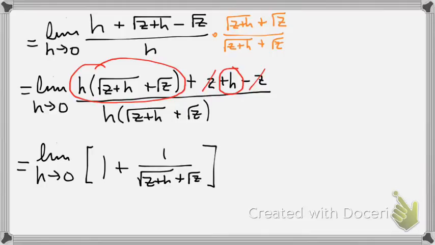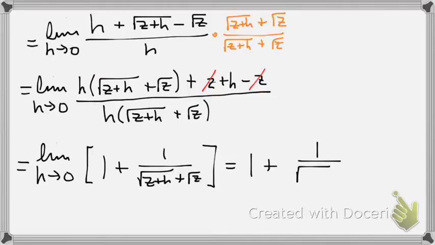Can we do direct substitution? I mean, we hope so. That was a lot of work, right? So that's 1 plus 1 over square root of z plus 0 plus square root of z. That's 1 plus 1 over 2 root z. Root z plus root z is 2 root z. You guys agree? All right.